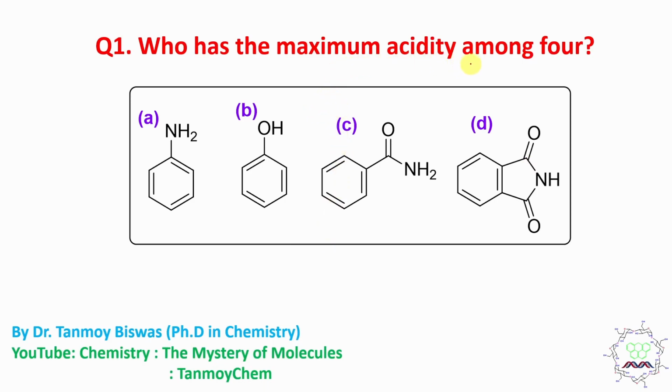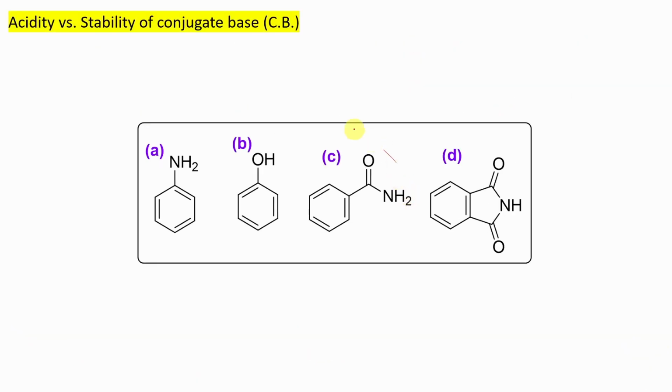Now, question: who has the maximum acidity among four? You see option A, aniline; phenol; amide, benzamide; and phthalimide. I guess you are quite familiar with the first two options, aniline and phenol. Obviously phenol is more acidic. By the way, whenever you have such an acidity comparison, you need to understand what they asked. Acidity means H plus releasing capability. And who can release H plus more efficiently? If the conjugate base, or the proton released form, is more stable, then the proton release will be more efficient.